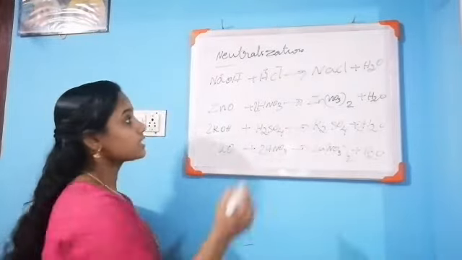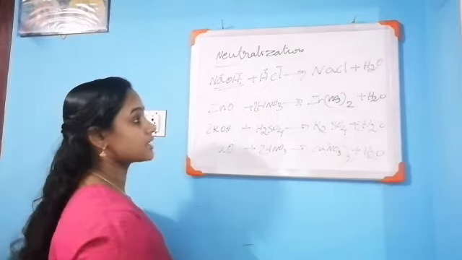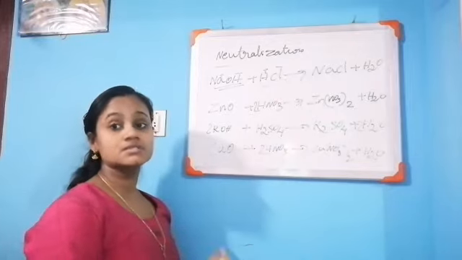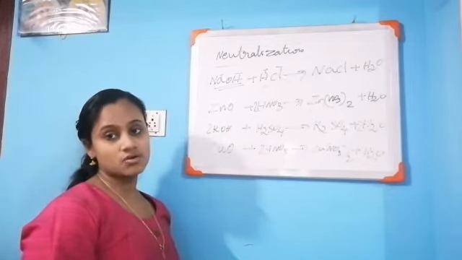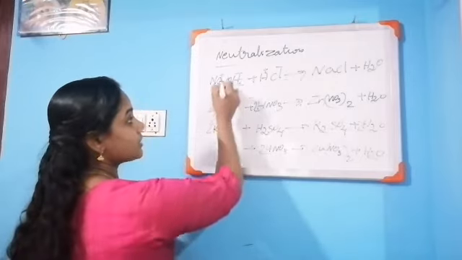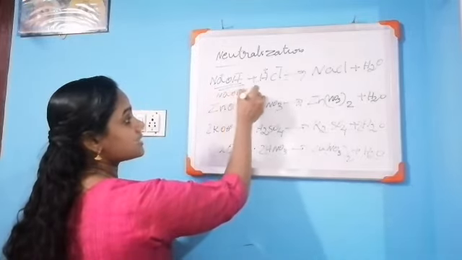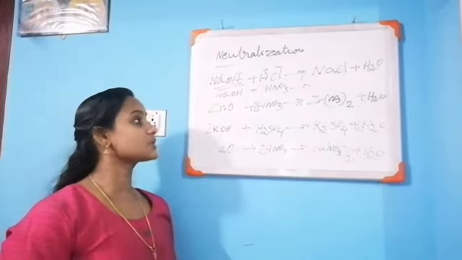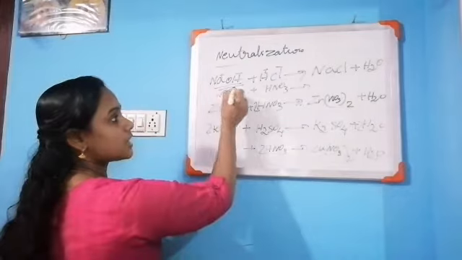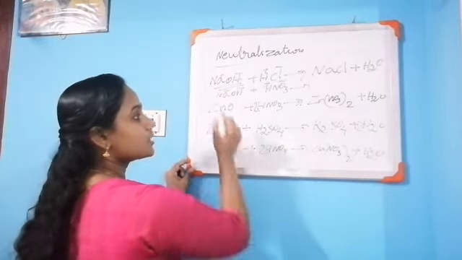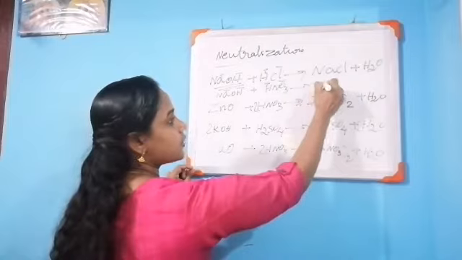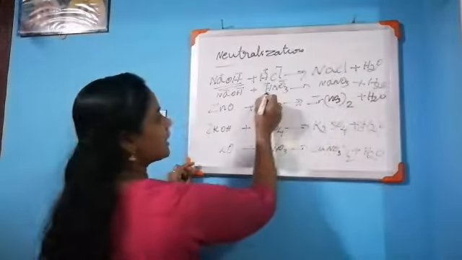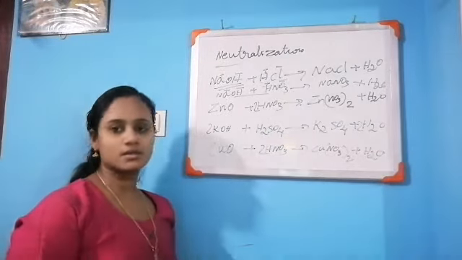They exchange their ions to form salt and water. Here the base, the alkali, reacts with acid to form salt and water. This reaction is called a neutralization reaction. If sodium hydroxide reacts with HNO3, sodium reacts with the nitrate to form NaNO3 plus H2O. H and OH minus combine to form water.